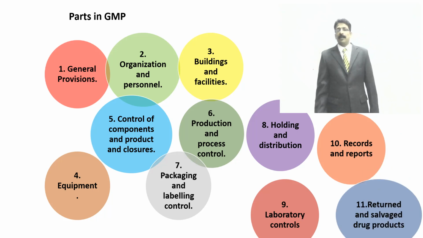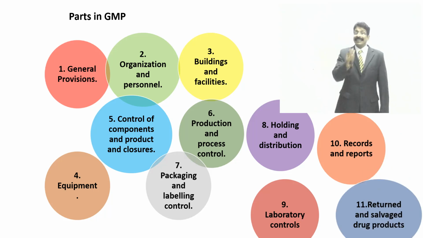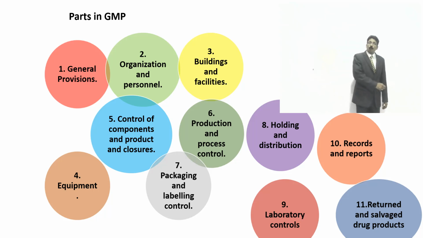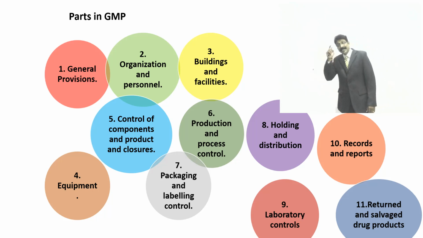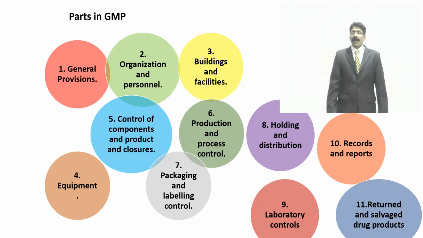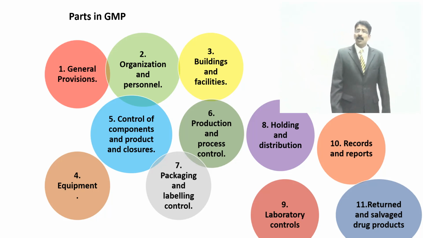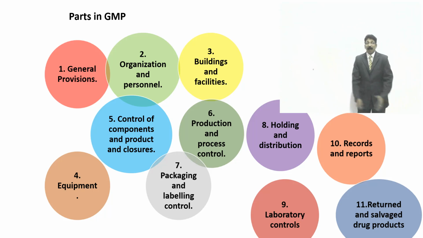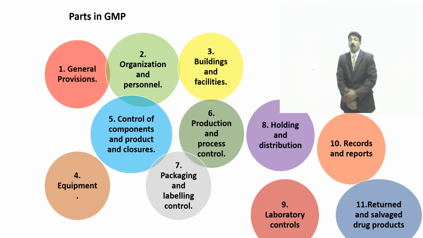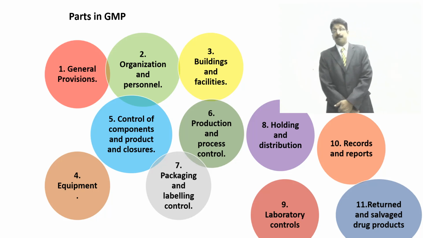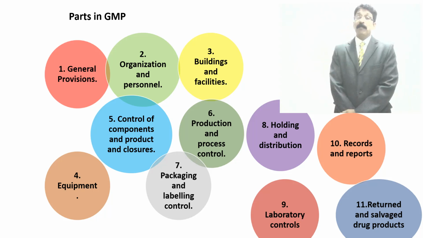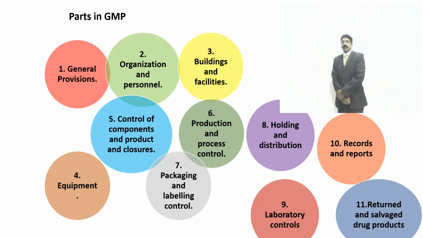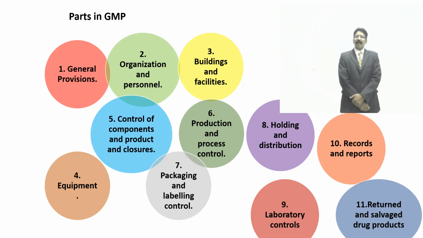And number 11, retaining and salvage of drug products. For example, returned products. Sometimes some products may be returned from certain areas to the manufacturing unit due to their deterioration, sometimes due to climatic change, fire accidents, and many incidents may happen. And sometimes it may be salvaged also. What do you mean by salvaged? Reprocessed, and it can be taken back to the market.